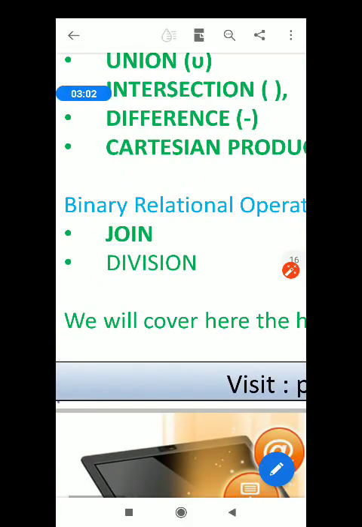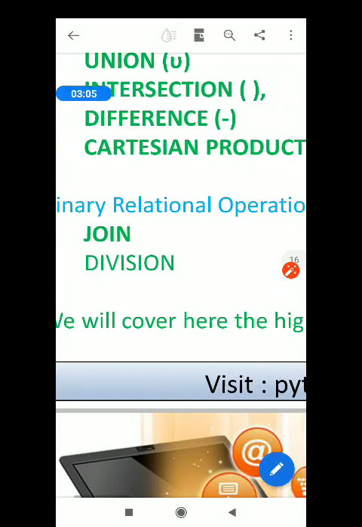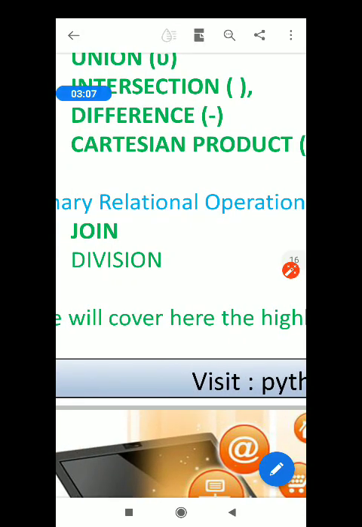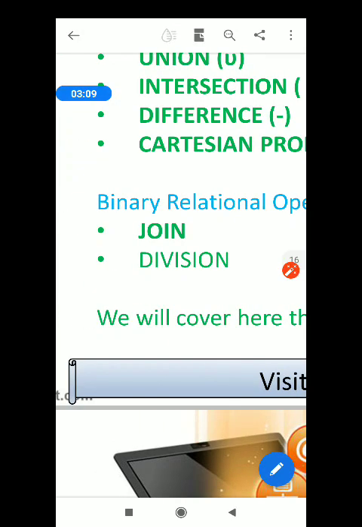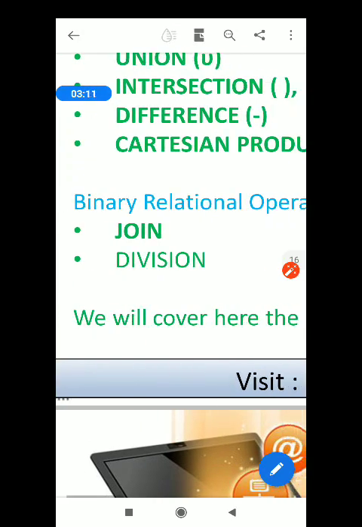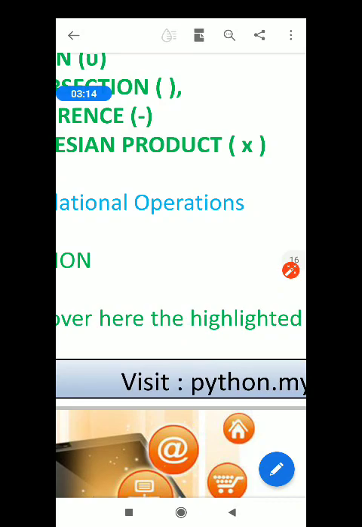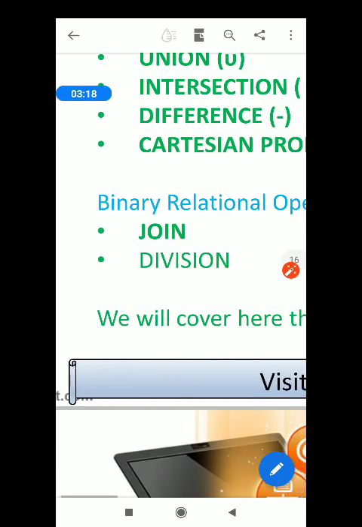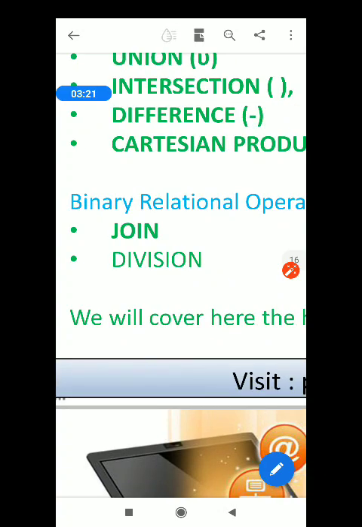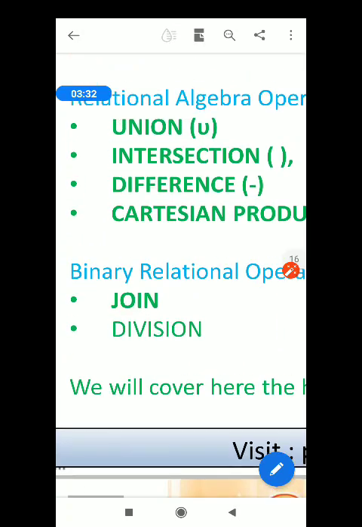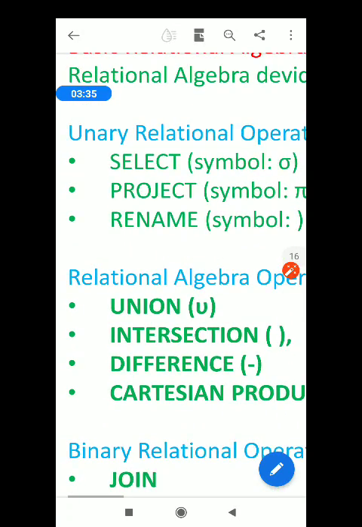Moreover, we have binary relational operations. Third one is binary relational operations. And the operations under these are join and division. Let us understand them one by one.